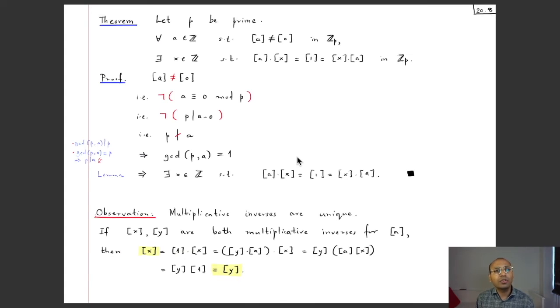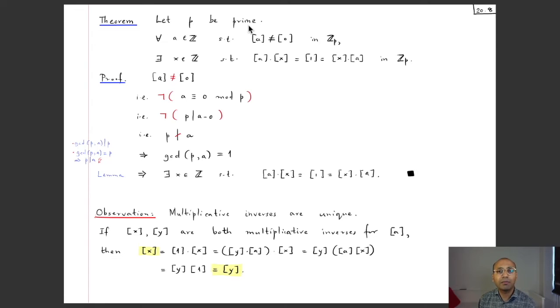So we will now show the theorem which says that when this n is actually a prime number p, then every non-zero element in Zp possesses a multiplicative inverse. So this Zp is then a field. So let us prove that. So here is the precise statement.